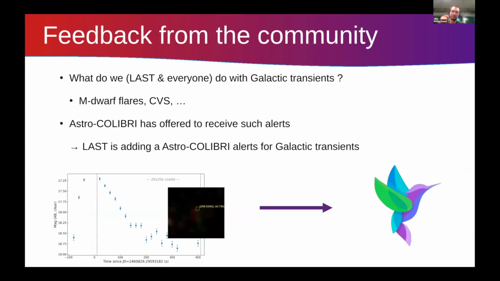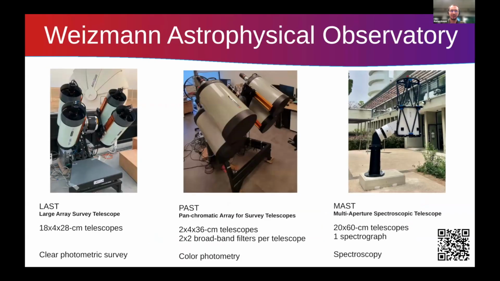And a note on this, some feedback from the community. So right now, these transients, CVs and M dwarf flares and so on, that occur in the galaxy, we have them, but we're not reporting them anywhere. And something that in the community we discussed at a previous conference is that Astro-COLIBRI can facilitate these kinds of transients. And so we are also adding a functionality to report these to Astro-COLIBRI. And Fabian can comment on that if you like later.